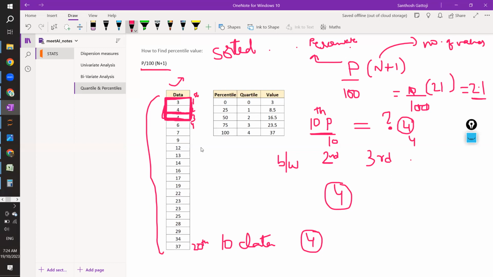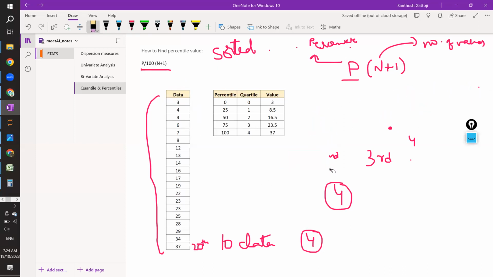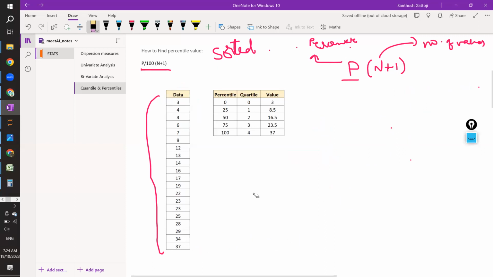Or we'll take one more example. We'll see if this 4 and 4 are repeating, if you're getting confused. Okay, I'll take one more example. Tell me some percentile, guys. I'll calculate and I'll let you know. Tell me any percentile. Take the 30th percentile. Okay, my point is I want to calculate the 30th percentile.